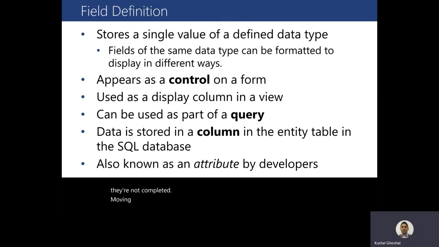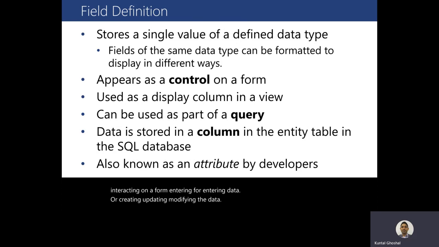Moving on, let's talk about the field definition. So the field is again a column that's been created in your entity table inside the database. A field can have different data types. So in our previous example, we have seen text as a data type, but it can also have multiple different data types, and it appears as a control on the form. These fields are basically where your end users will be interacting on a form, entering data or creating, updating, modifying the data.